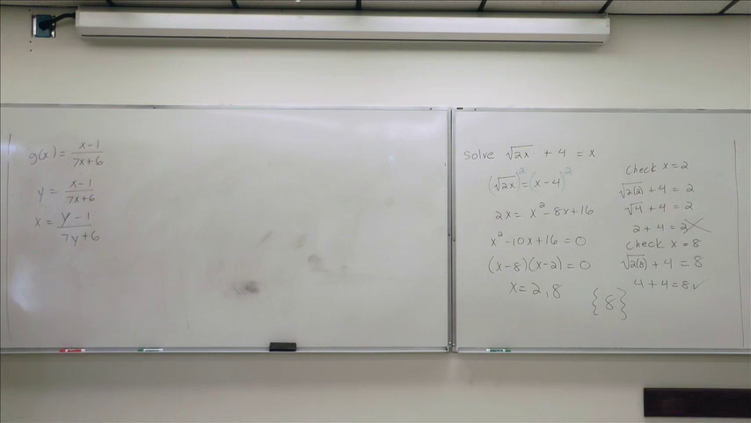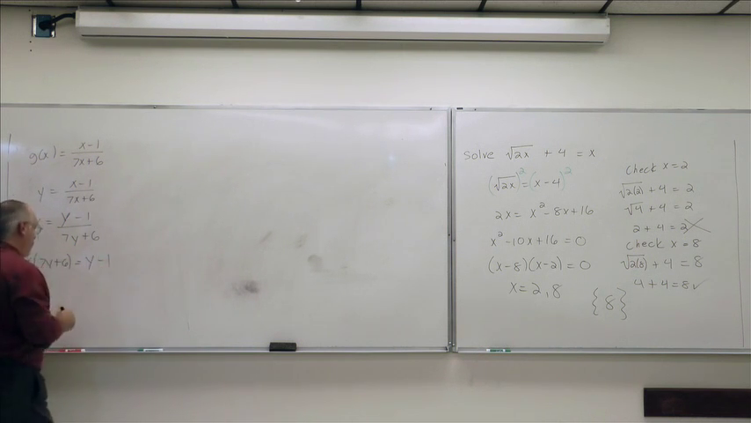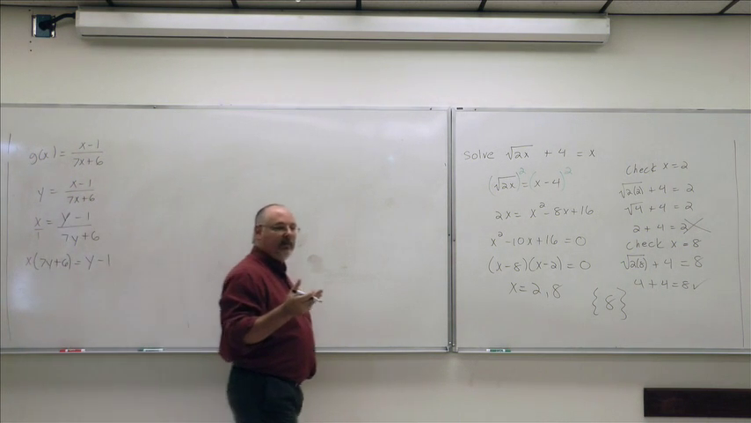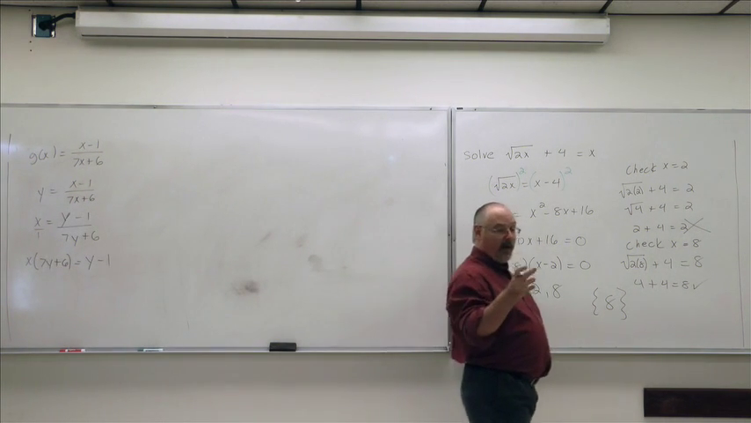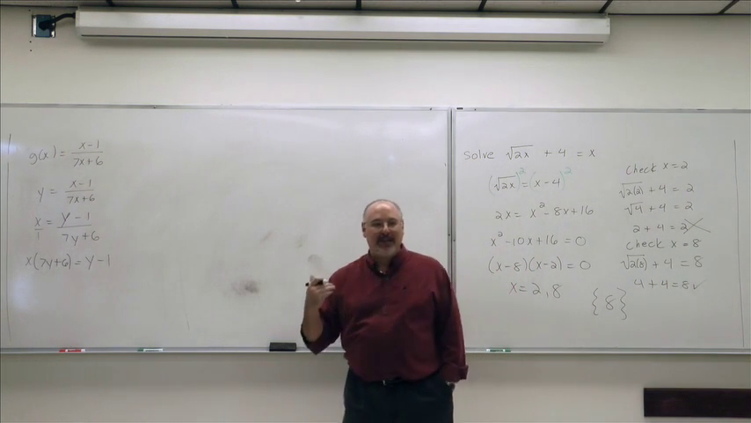Multiply both sides by 7y plus 6. Right? We need to solve for y. So, best way to do that is cross multiply, or multiply both sides by a common denominator, which would be 7y plus 6. So you get x times 7y plus 6 equals y minus 1. Now in this case, what variable are we solving for? Y. So what's the basic algebra strategy? We talked about this with the exponentials.